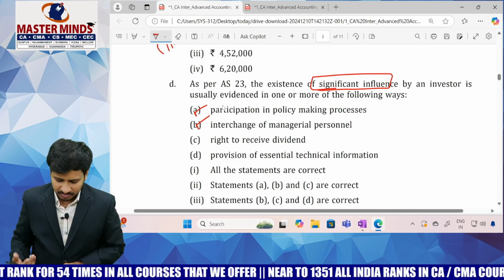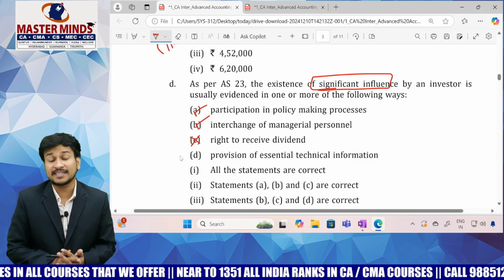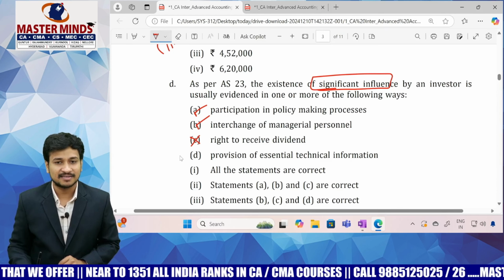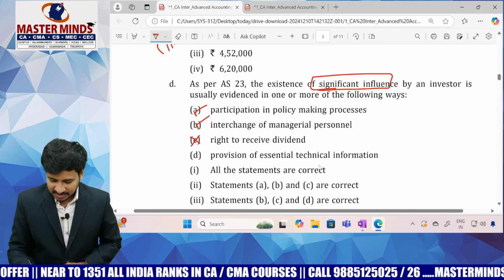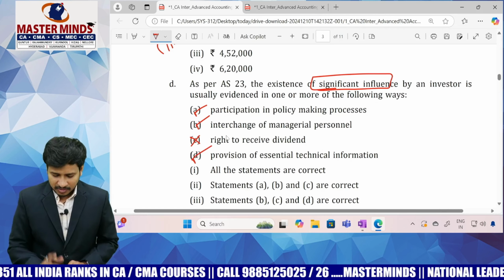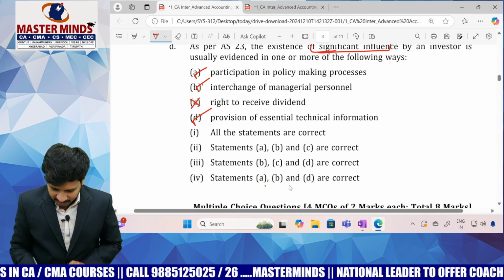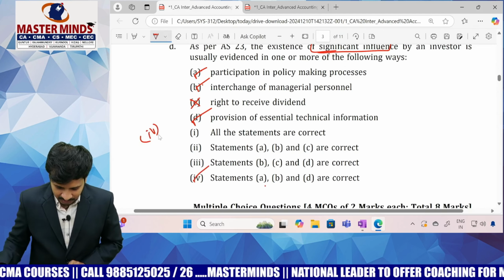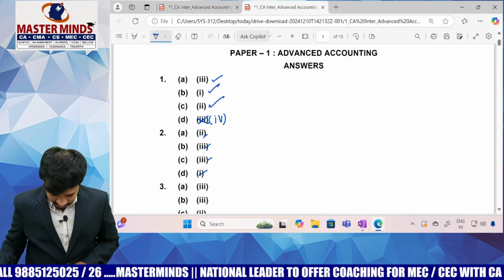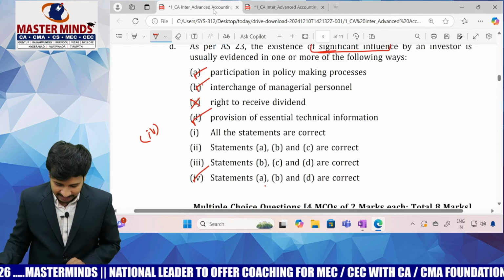Absolutely, there's no problem. Right to receive dividend. No. With significant influence, you are not going to get the right to receive the dividend. You are going to get the right to receive the dividend only when the company declares. So it's obviously wrong. Provision of essential technical information. Yes, you can provide technical information. Absolutely no problem. So how many are correct? A, B and D. Statements A, B and D are correct. Option 4. So if you check out 3, 3, 2 and 4, everything is correct. Let me move on to the next thing.